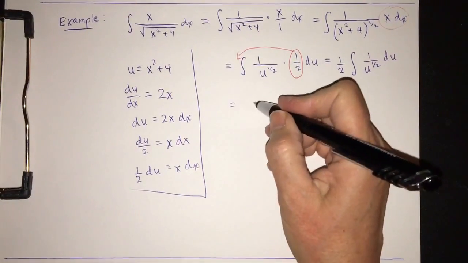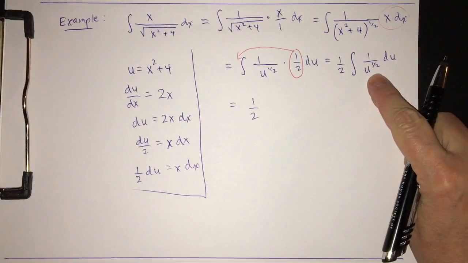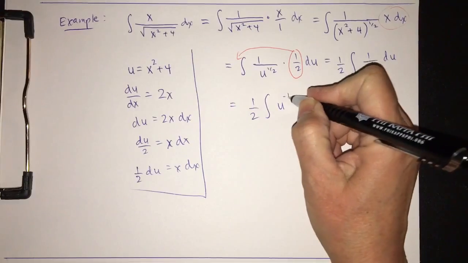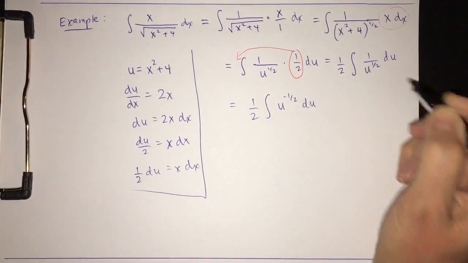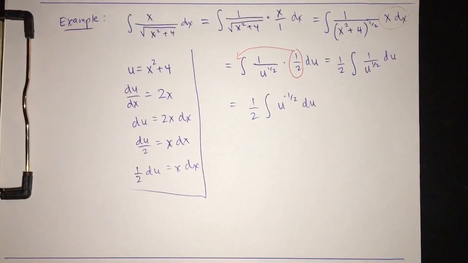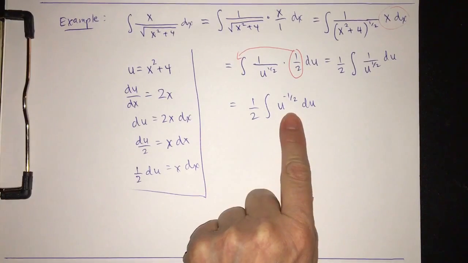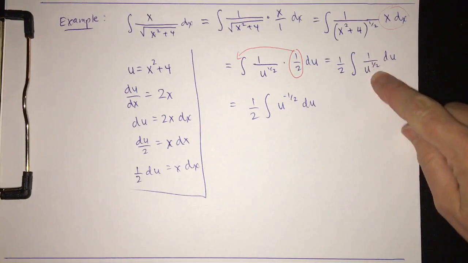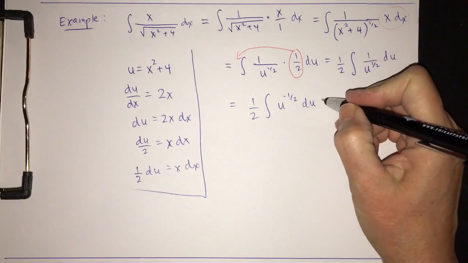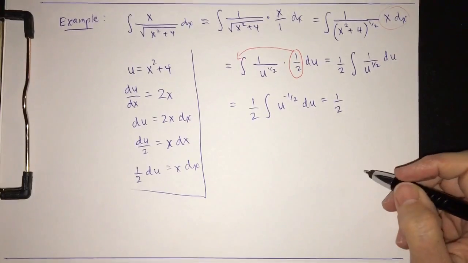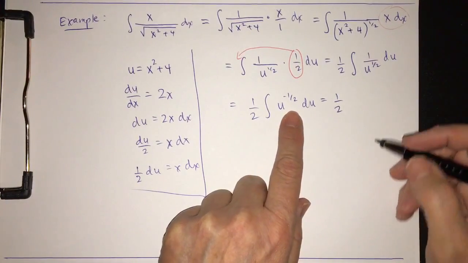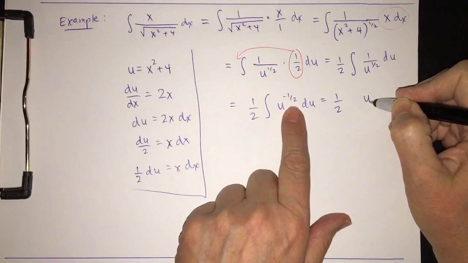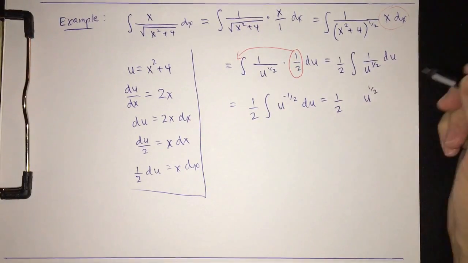And I like to think of this as u to the minus 1/2, so I'm going to write it that way. U to the negative 1/2 du. And when I'm doing the antiderivative, it helps me to see it written like that rather than try to do the antiderivative in my head from here. So here, I'm ready to do the antiderivative. Add 1 to negative 1/2. So this will be u to the negative 1/2 plus 1, which is positive 1/2.